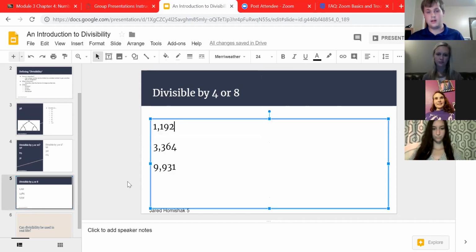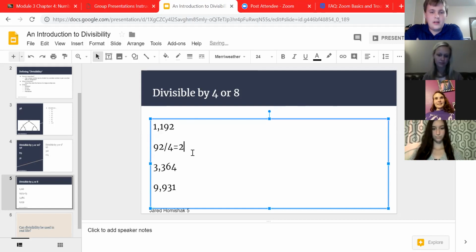Now, for this one, you just look at the numbers. In this case, let's work with 1,192. You just take the last 2 digits of the number and divide it by 4 to determine if that number is divisible into 4. For example, the last 2 digits in 1,192 is 92. That means 92 over 4 is equivalent to 23, which means that 4 is divisible into 1,192.